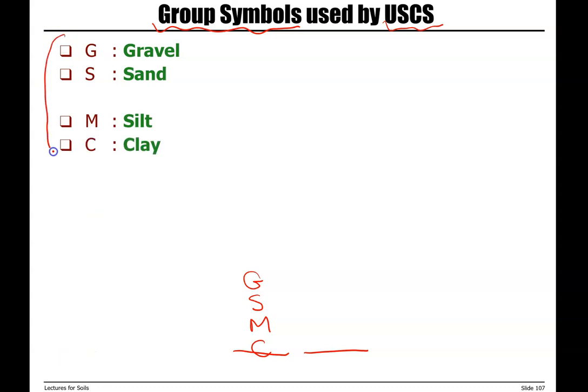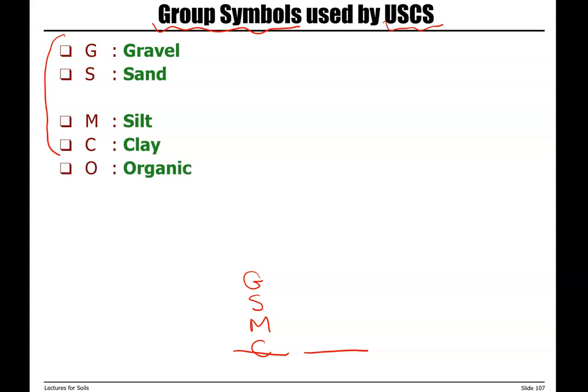So we need to see which one we have more of. What is the percentage of gravel? What is the percentage of sand? What is the percentage of silts or clays? Based on the percentages, the one that has the higher percentage is the letter we will use for our symbol.